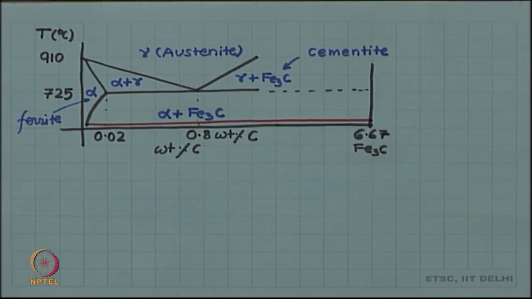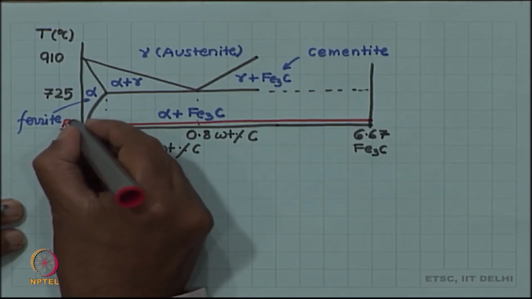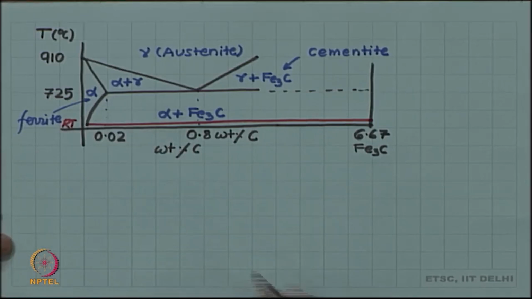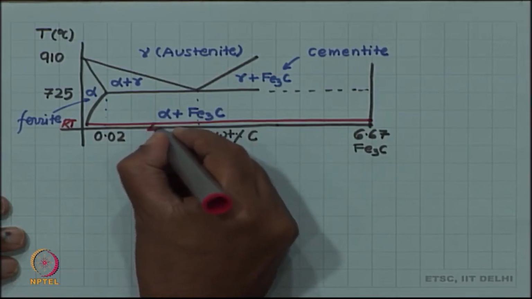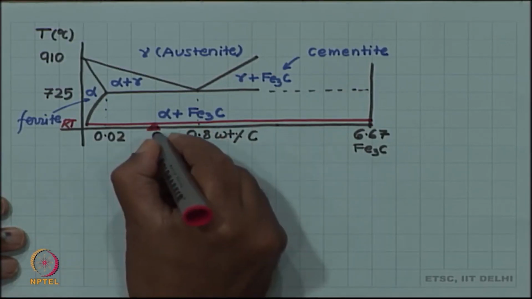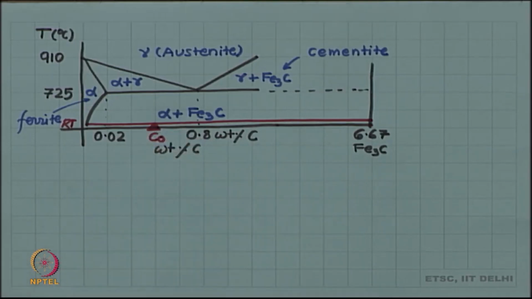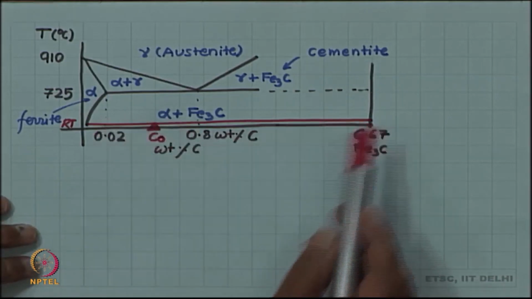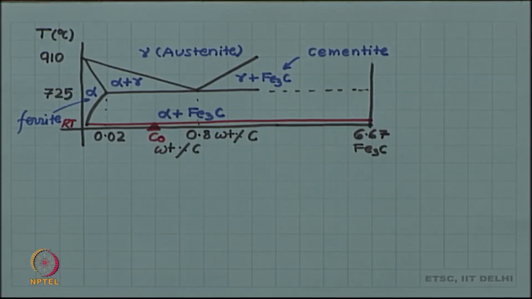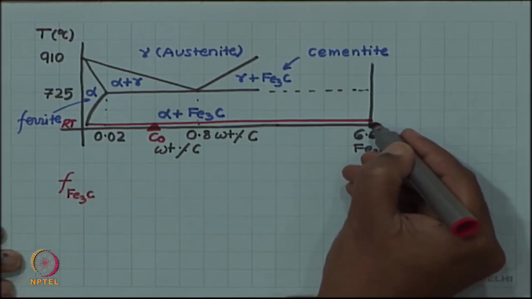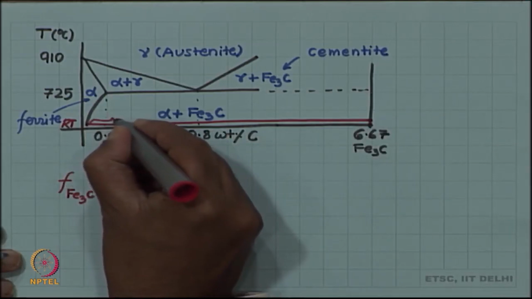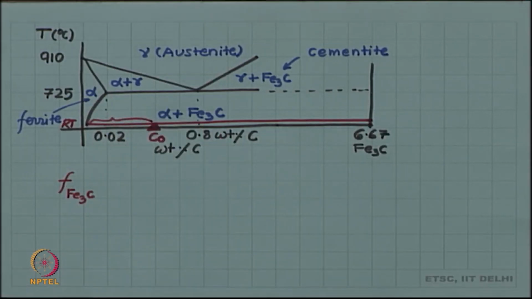So, if we have a steel at room temperature, then this will be our tie line, let us say at room temperature. Depending upon the carbon concentration of my steel, let us say this is C naught, the fraction of ferrite and cementite can be found using the lever rule, and we have seen that that is fraction of Fe3C. Fe3C is on my right hand side. So, the relevant lever arm will be on the left hand side.